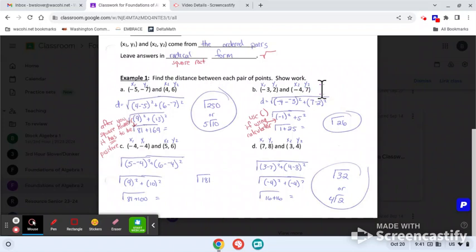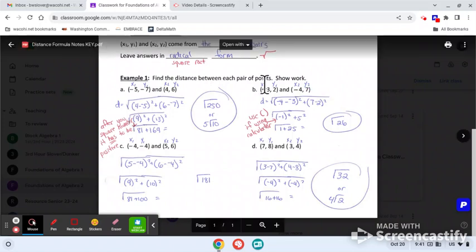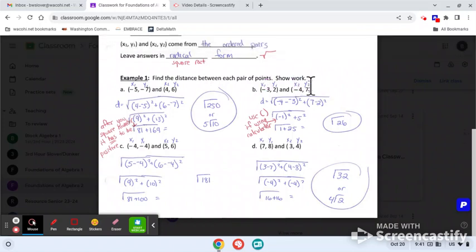So let's look at letter B. So same thing, I started off by identifying x1, y1, x2, y2. I plugged it into my formula that you don't even have to memorize. -4 minus -3, all of that squared. And then 7 minus 2 squared. So -4 minus negative. So minus negative becomes positive. So it's say -4 plus 3. That gives me a -1. Over here, 7 minus 2 gives me a 5.